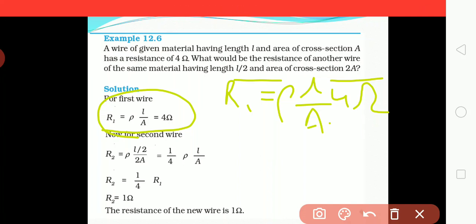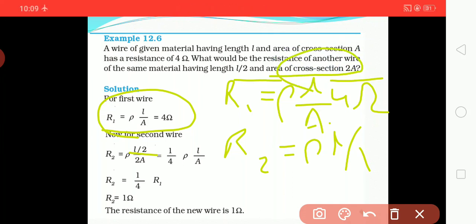Same way, our second resistance is R2, in which the value of L is given as L upon 2. So we are substituting L upon 2 in place of L. Same way, our area of cross section is given as 2A, double. So in place of A we have written 2A.